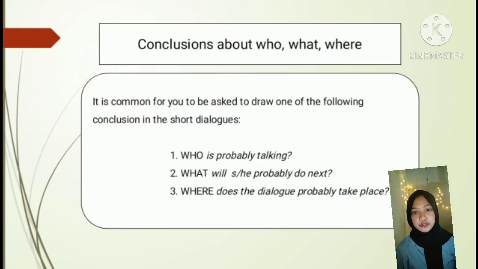Before we go to listening to the conversations, about drawing conclusions about who, what, and where: it is common for you to be asked to draw one of the following conclusions in the short dialogues. The first is who is probably talking, the second is what he or she will probably do next, and the last is where the dialogue probably takes place.